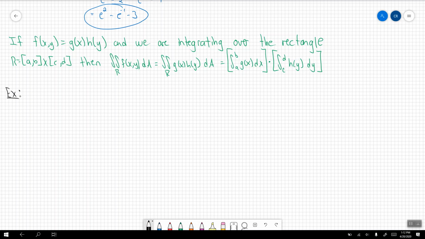Let's see. Calculate the double integral. Oops, I spelled integral incorrectly. There we go. Alright, part A.